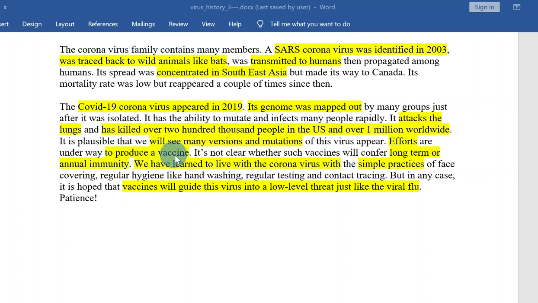It's plausible that we will see many versions and mutations of this virus appear. Efforts are underway to produce a vaccine. It's not clear whether such a vaccine will confer long-term or annual immunity. We have learned to live with the coronavirus with simple practices of face covering, regular hygiene like hand washing, regular testing, and contact tracing. But in any case, it's hoped that a vaccine will guide the virus into a low-level threat, just like the viral flu.